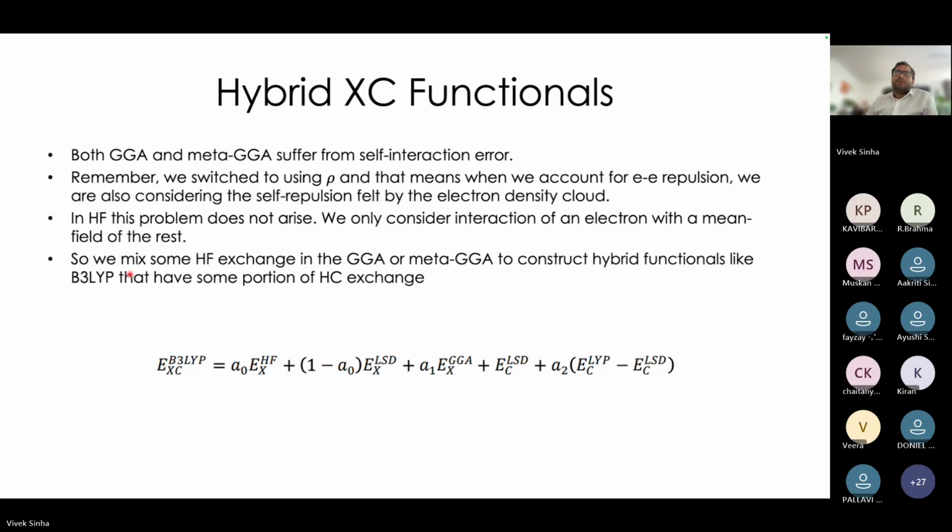And you remember this classical Coulomb repulsion term was also subtracted from the electron-electron interaction to actually capture this effect in the exchange correlation functional, but it cannot capture it fully. So there is always some self-interaction error. But in Hartree-Fock, this problem is not there. We only consider the interaction of an electron with a mean field of the rest. This problem is not there. So what we do is, in the exchange correlation potential, we also take some Hartree-Fock exchange and mix it.